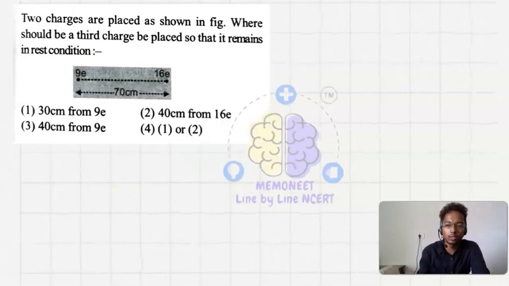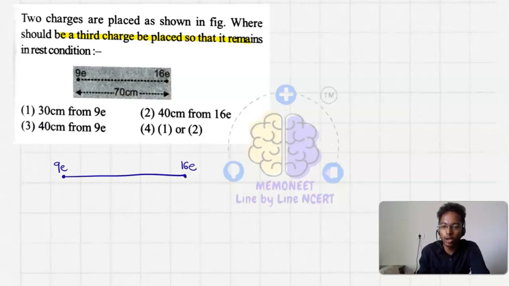Given that the two charges are placed as shown in the figure, where should the third charge be placed so that it remains in rest condition? So let's say we have charges here, that is 9e, that is 9 electron, and this is equals to 16 electron, and we have to find out where the third charge will be placed. Okay, let's say it is Q0. So it is x, and this will be 70 minus x.